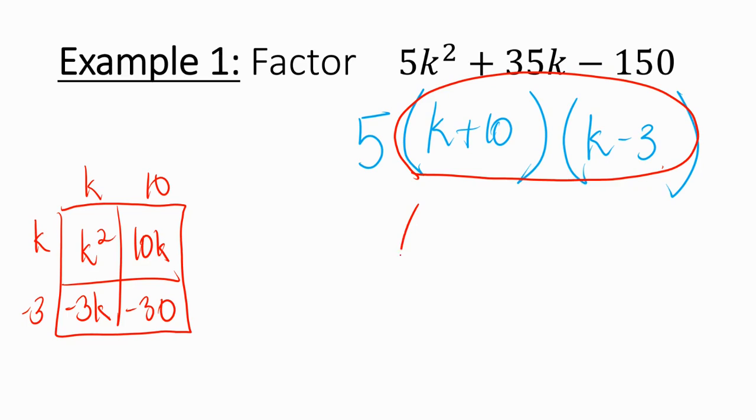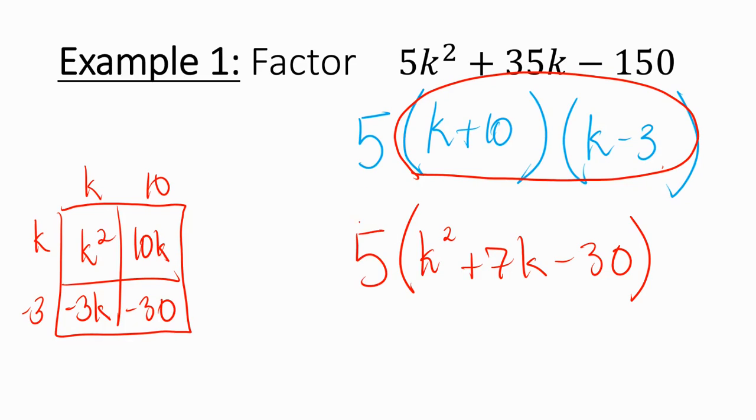All right, so sure enough, that gives me k squared. 10k minus 3k is 7k. And then I have that minus 30. Now what I'm going to do is I'm going to drop that 5 down, and I'm going to distribute that 5.